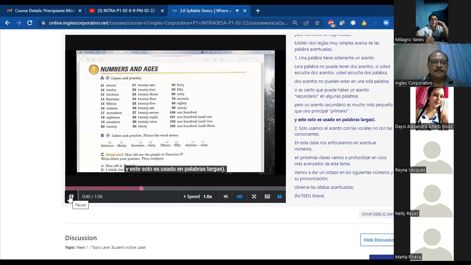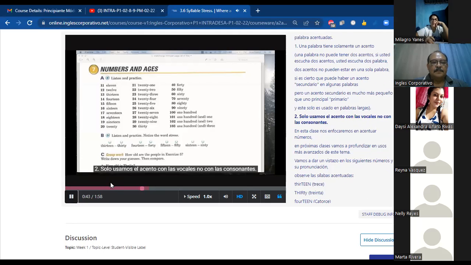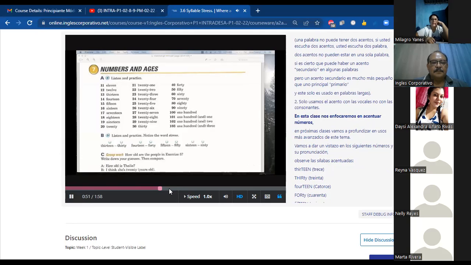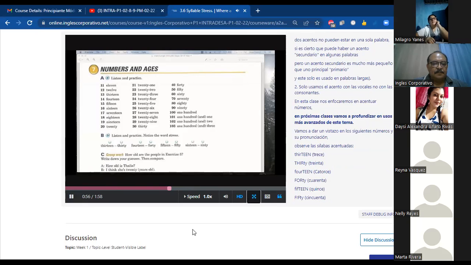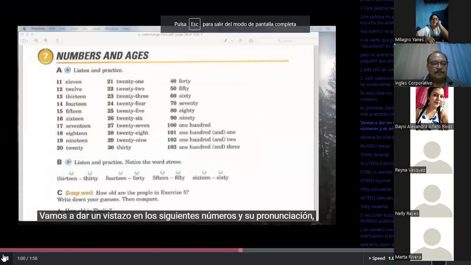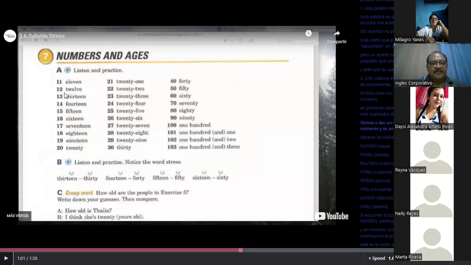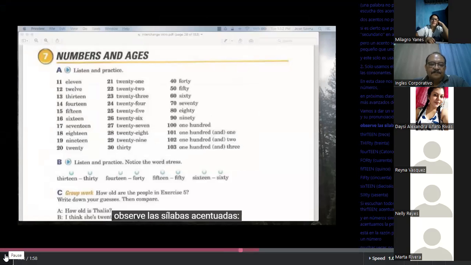It's only using long words. Number two, we can only stress vowels, not stressing numbers. And in future classes, we will dig into more advanced uses of this topic. Let's take a look at the following numbers and their pronunciation. Now listen from 11, 12, 13, okay, listen. Notice the stressed syllables.